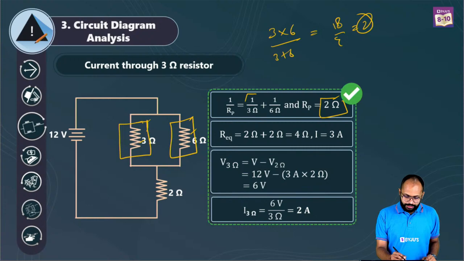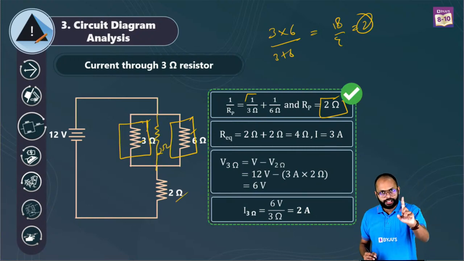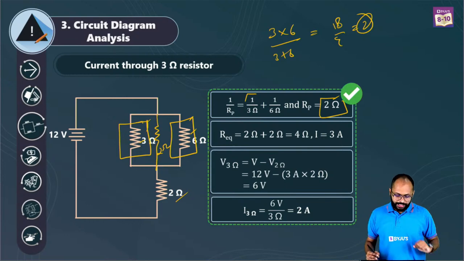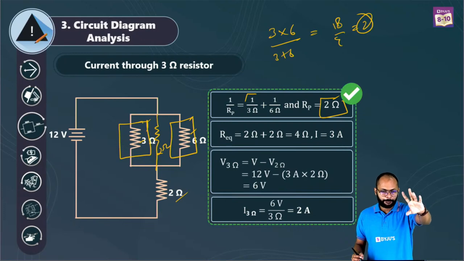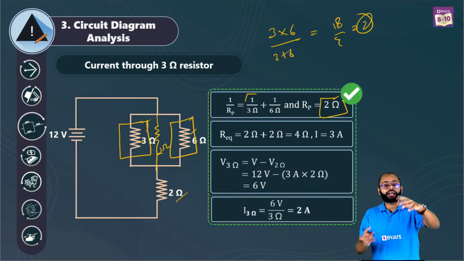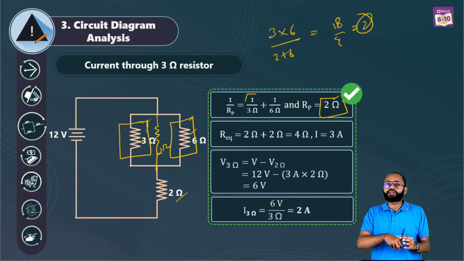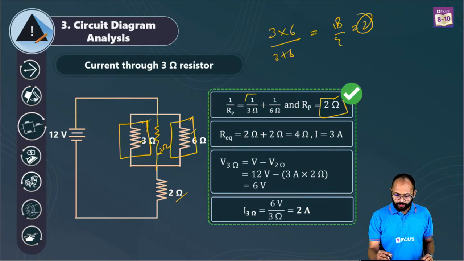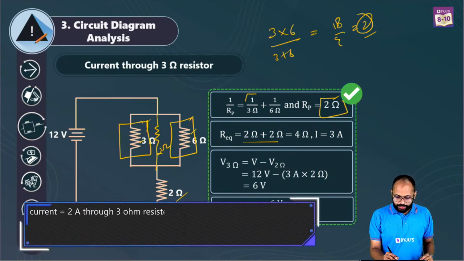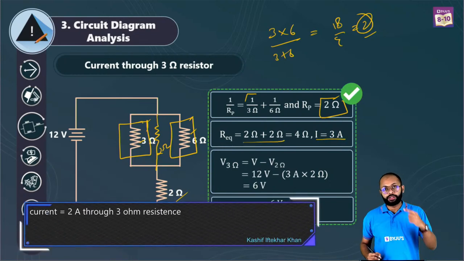Now the circuit is 2 ohms and 2 ohms. 2 plus 2 is 4 ohms, right? Yogi, 12 volts is across the whole circuit, not just the 3 ohm. So total resistance is 4 ohms, and you get current of 3 amperes.